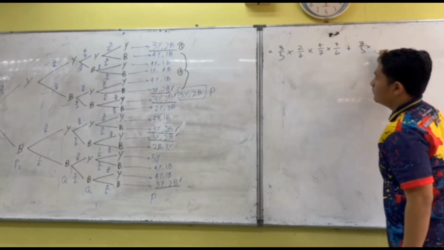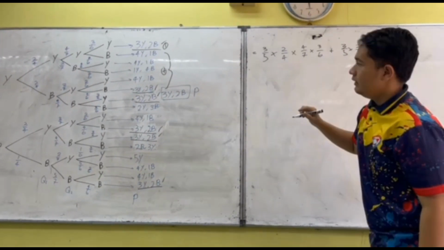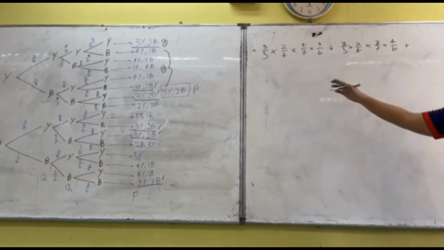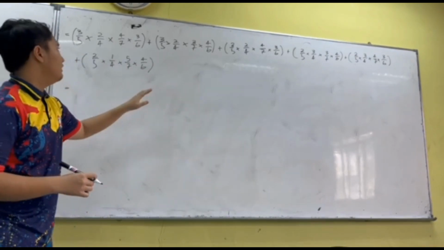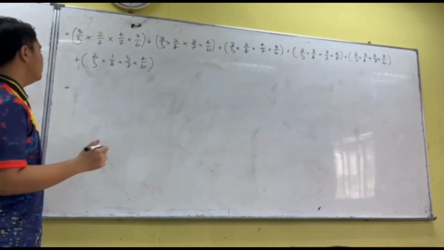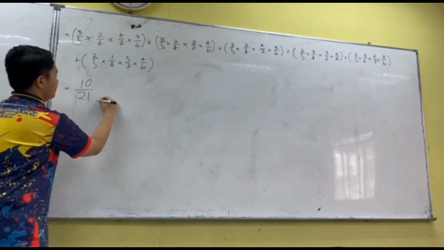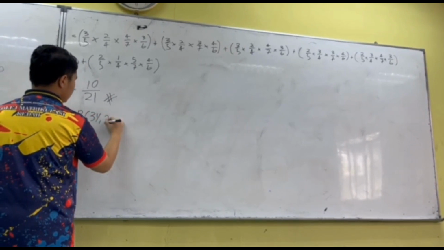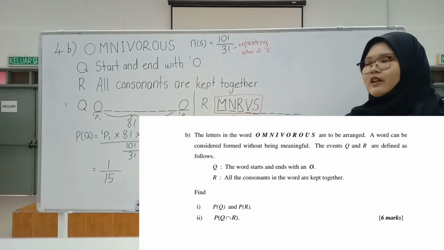3 over 5, 2 over 4, 3 over 7, and 4 over 6. And then we add another possibility. So this is how your calculation will look like. And after you calculate all of this value, you will get 10 over 21. So this is the final answer in which the bag P contains 3 yellow and 2 black. That's all. Let's proceed with question number 4b.